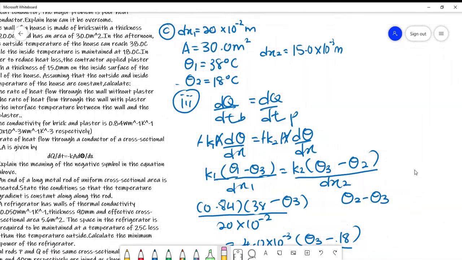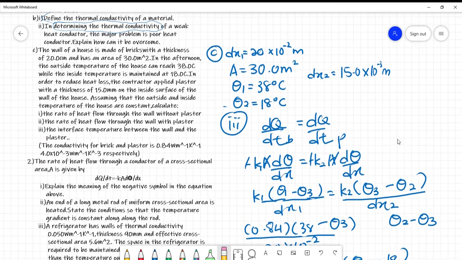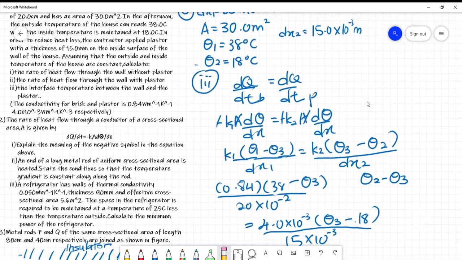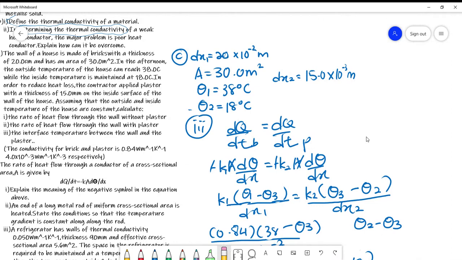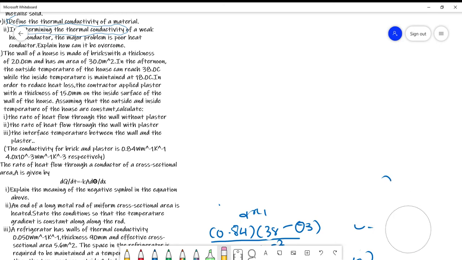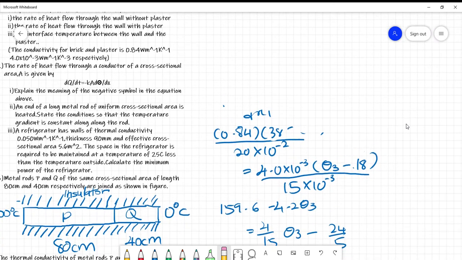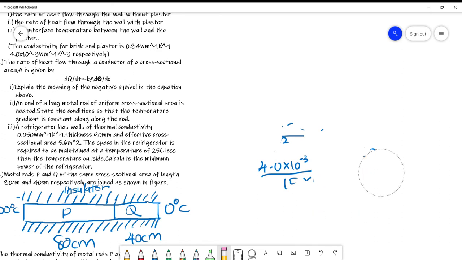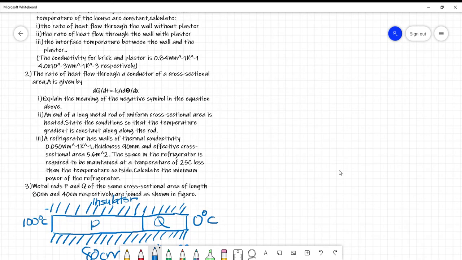Alright, so we have done for the question. Okay, so this is part C. Okay, so we have done for question 1. So let's just move on to question 2. Okay, let me drag it down. And this one shall be erased. Alright, so we have our question 2 here.